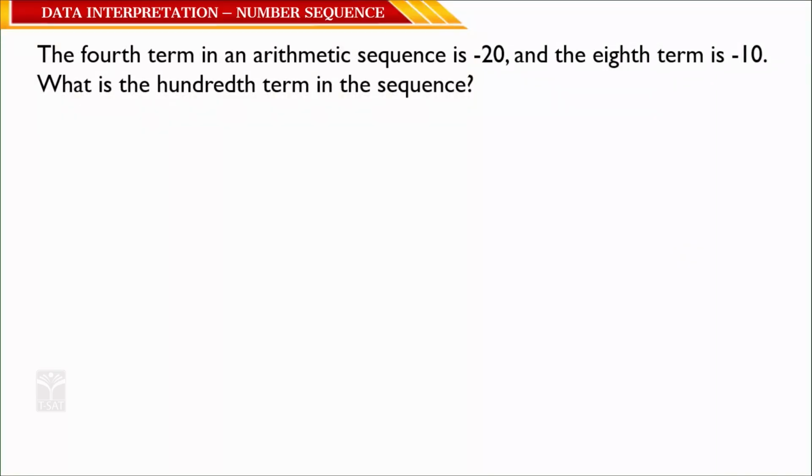The fourth term in an arithmetic sequence is -20 and the 8th term is -10. Then what is the 100th term in this sequence? This is the question. The fourth term in the arithmetic sequence is -20, so T4 = -20, and the eighth term is -10, so T8 = -10. Actually, what is the formula? Tn = a + (n - 1)d. Correct? Now you have to find the fourth term.